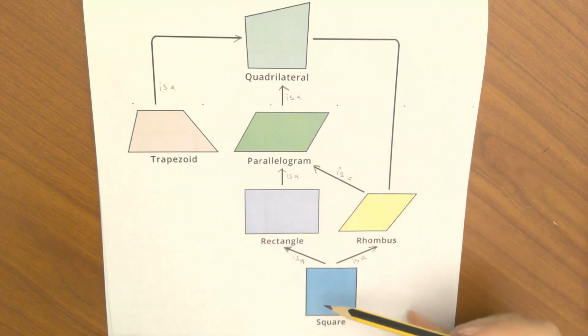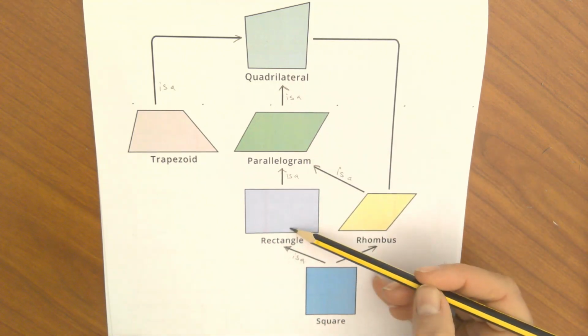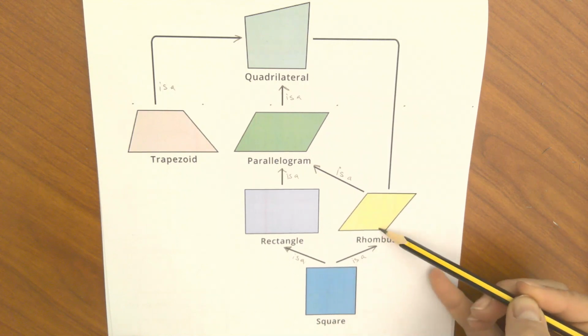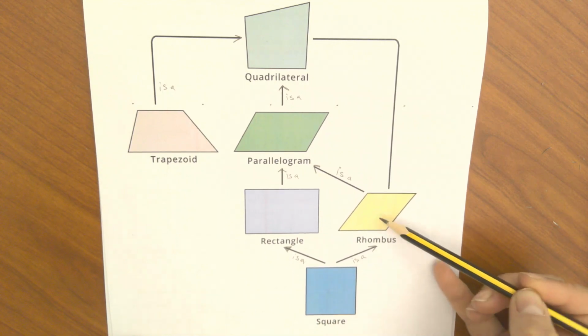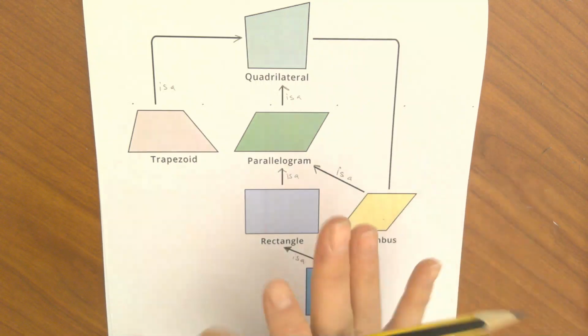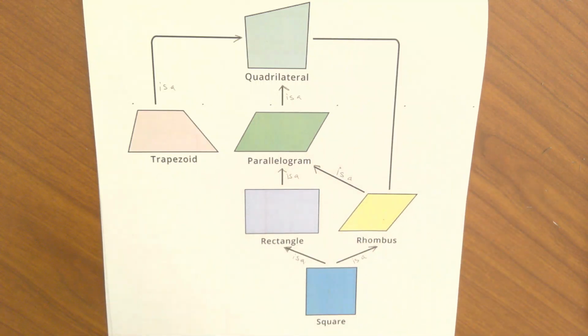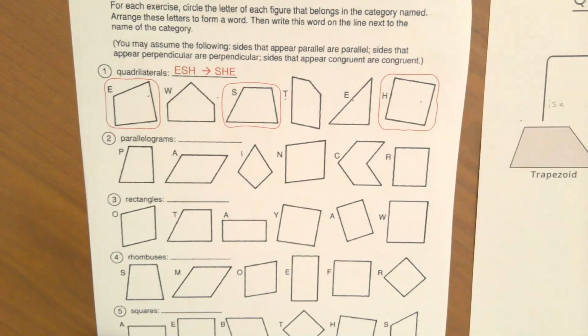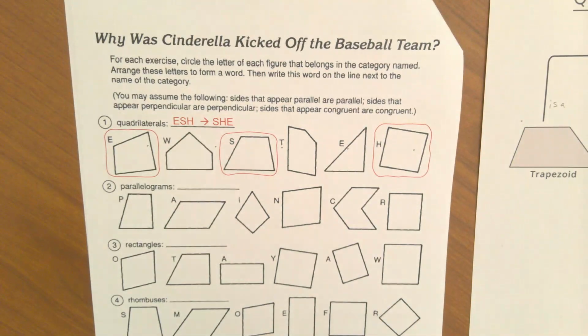Okay? A square is a special type of rectangle. And a square is a special type of rhombus. And a rhombus is a special type of parallelogram. So you have to keep this in mind, that the square is a rectangle. It's just a special type of rectangle. Okay? So let's keep that in mind while we do the next section.